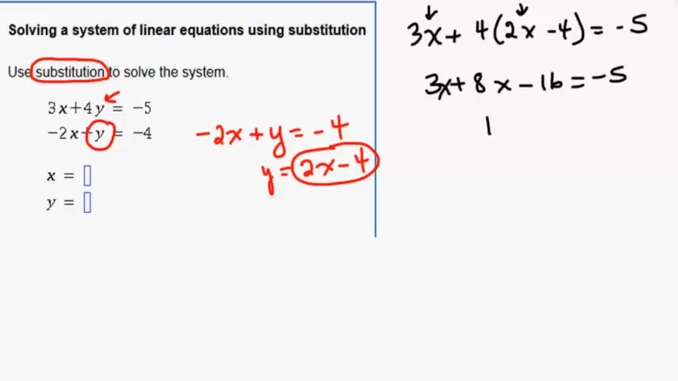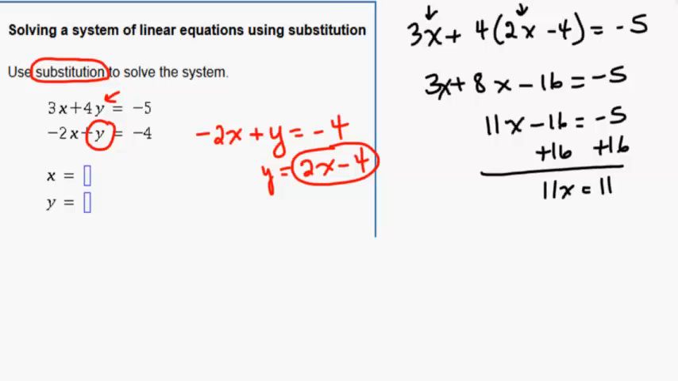3x plus 8x is 11x minus 16. It's negative 5. I'm going to add 16 to both sides. And I get 11x is 11. Divide by 11, and x is 1.